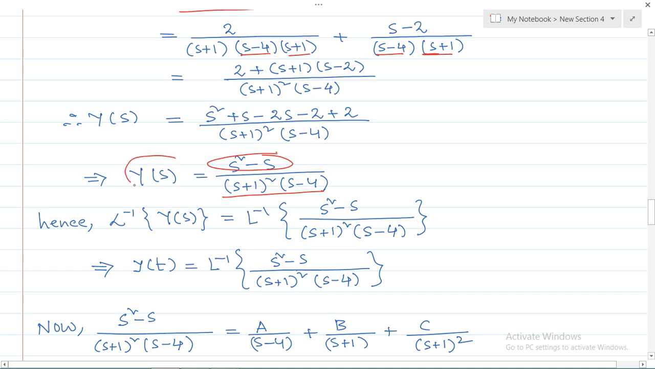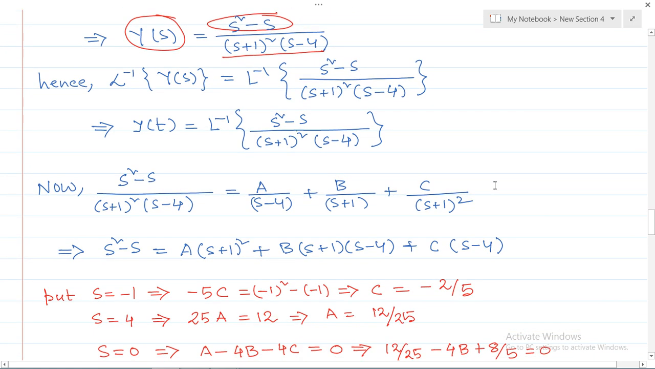Now capital Y of s is not our required solution. We need small y. How do we get small y? We have to take the inverse Laplace transformation. So we take the inverse Laplace transformation over capital Y, and it comes as small y of t equals L inverse of s square minus s by s plus 1 whole square into s minus 4. What is the difference between this one and the previous one? Here we have a repeated factor in the denominator. So we have to apply formula number 2 of the partial fractions, where the factors are repeated more than one time.